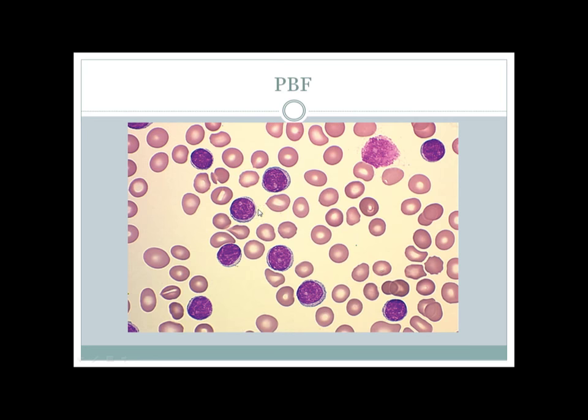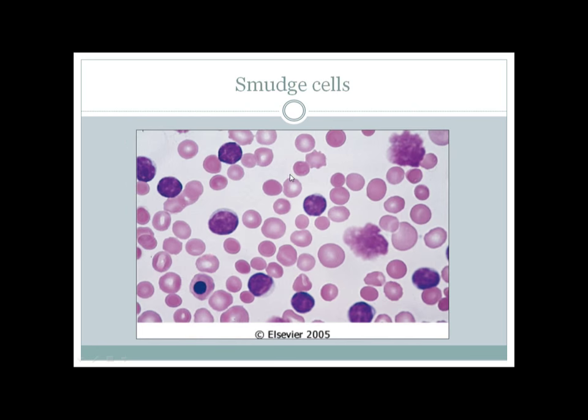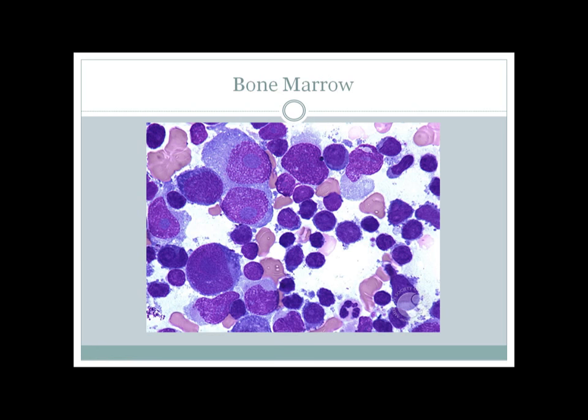Next, we did a PBF, which showed some mature lymphocytes which are increased in number. So it's a PBF showing a lot of mature lymphocytes. And then we see the same type of picture in another PBF, which is showing some lymphocytes, 1, 2, 3, 4, 5, 6, 7, 8, 9, and some smear cells. Smear cells are very characteristic of chronic lymphoid leukemia, or chronic lymphocytic leukemia. Okay, and the bone marrow showed infiltration with lymphoid precursors. So those are the findings of chronic lymphocytic leukemia.